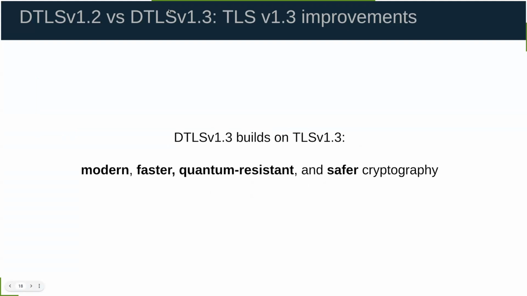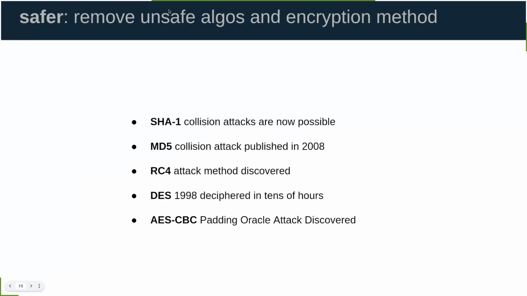Especially modern, faster, safer cryptography, and I think very important nowadays, quantum resistance. You cannot use quantum-resistant algorithms on the older DTLS 1.2 because it's not supported. And this is already a very good reason to move to a newer version. So let's go over these points in detail.